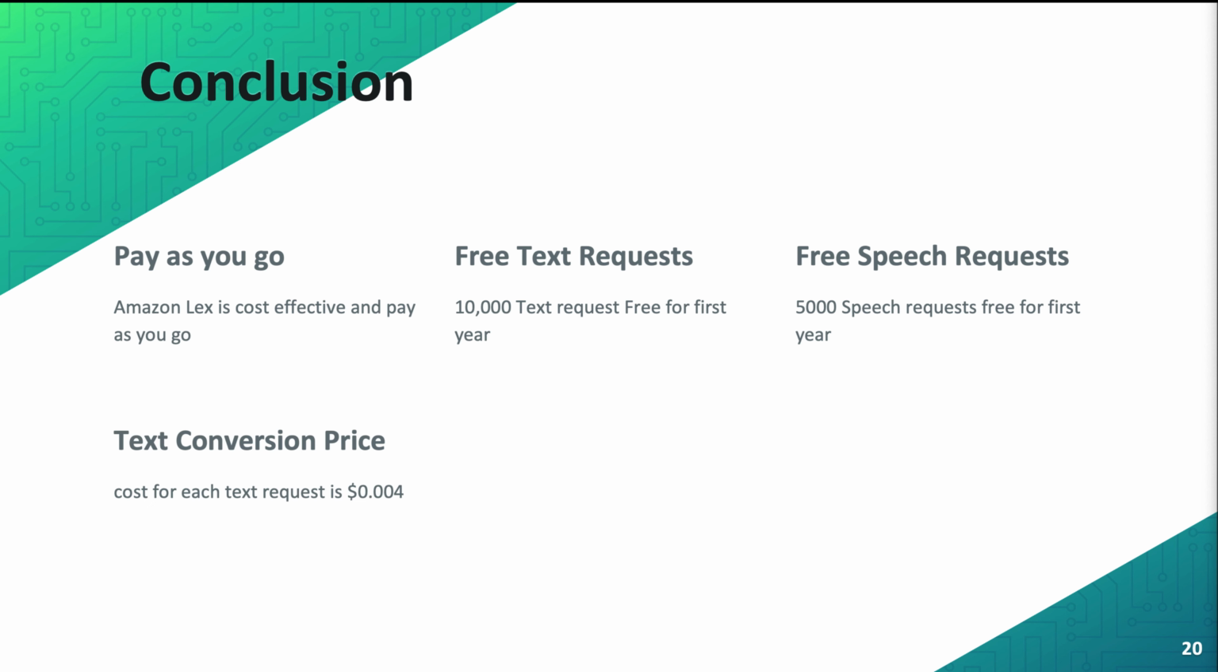There is also text request pricing. The cost for each text request is 0.004, which is less than even a cent, so it's very cheap. Speech request pricing is also very cheap. It is 0.00075. So this service is really cheap, you pay for what you use. And in this tutorial, we have created a bot from scratch and integrated it with our application. So now I hope you have a good understanding of the Lex service, what it does, and what it is used for.